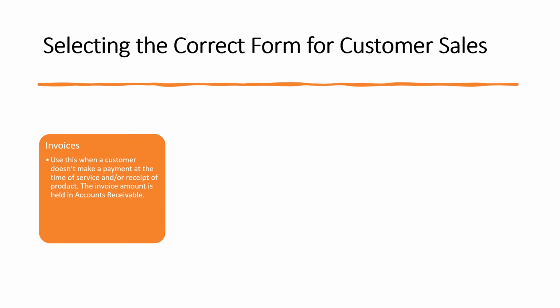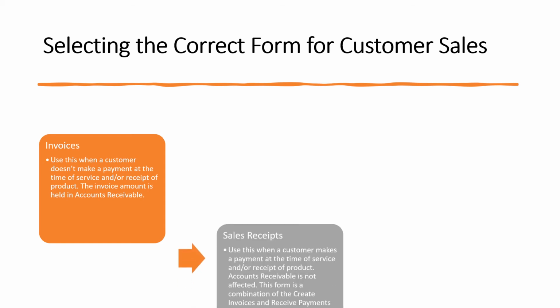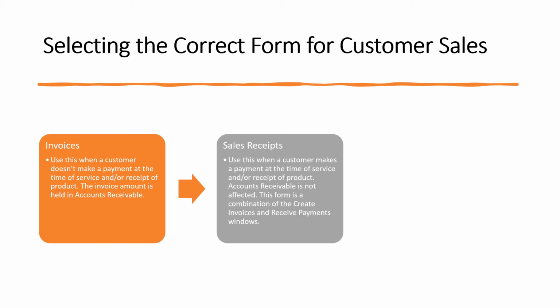Selecting the correct form for customer sales. There are three main ways of recording customer sales and charges. Choosing the appropriate form depends on the circumstances. Invoices. Use this when a customer doesn't make a payment at the time of service and/or receipt of product. The invoice amount is held in accounts receivable. Sales receipts. Use this when a customer makes a payment at the time of service and/or receipt of product. Accounts receivable is not affected. This form is a combination of the Create Invoices and Receive Payments windows.